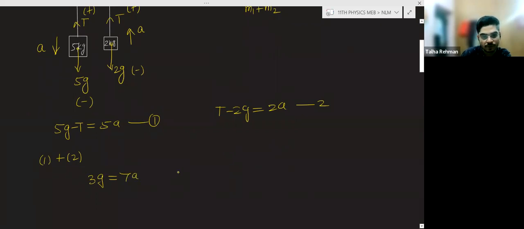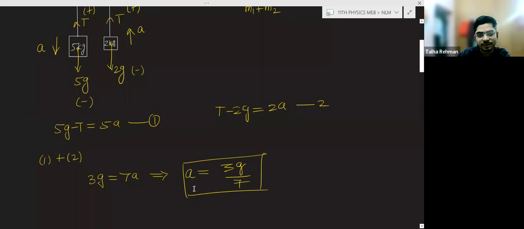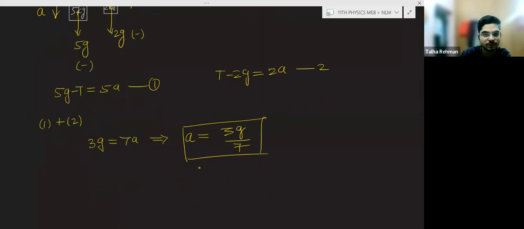7A. So from here you can get the value of the acceleration, that is 3g by 7. This will be the acceleration. Now with the help of this acceleration we can find the tension. So I am just putting this value of acceleration in equation number 1. You can also put the value of acceleration in equation number 2. You will get the same result.